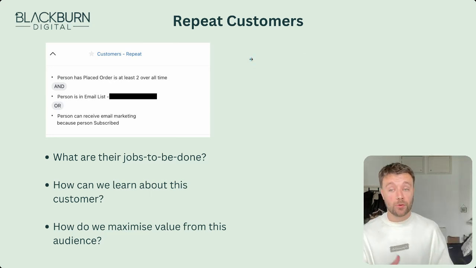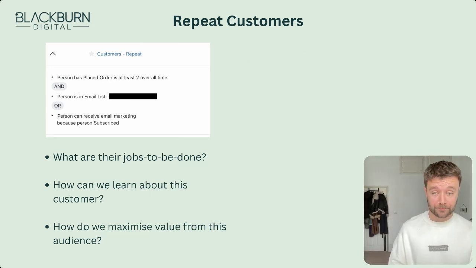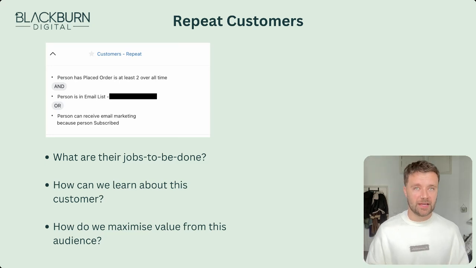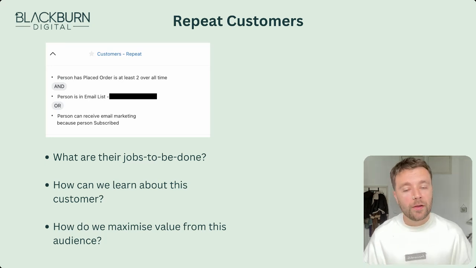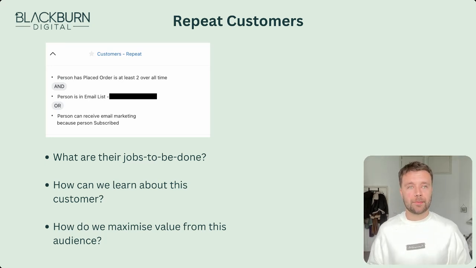And then repeat customers. So persons have placed order at least twice over all time. Now, what can we learn from this segment? The more someone purchases, the more it's clear that they're a high quality audience. They're a high quality customer. So in this case, we want to start learning about these so we can understand who to target. What are their jobs to be done? The people in this segment, why have they bought your product? Is it for a specific reason? Is it for a specific goal?